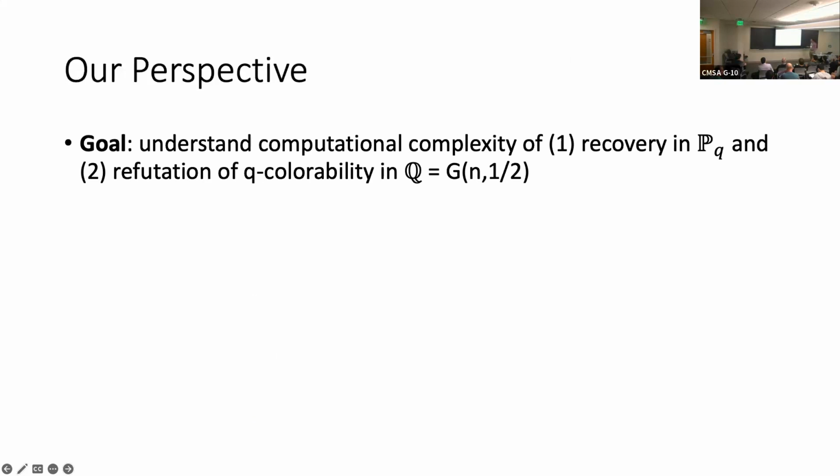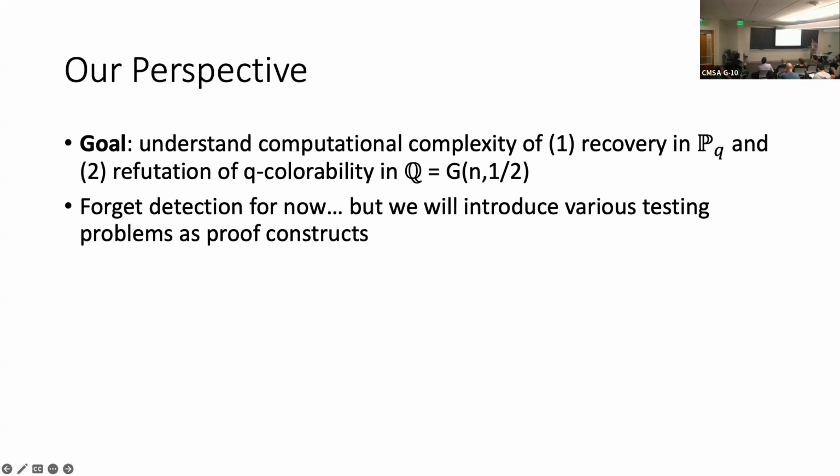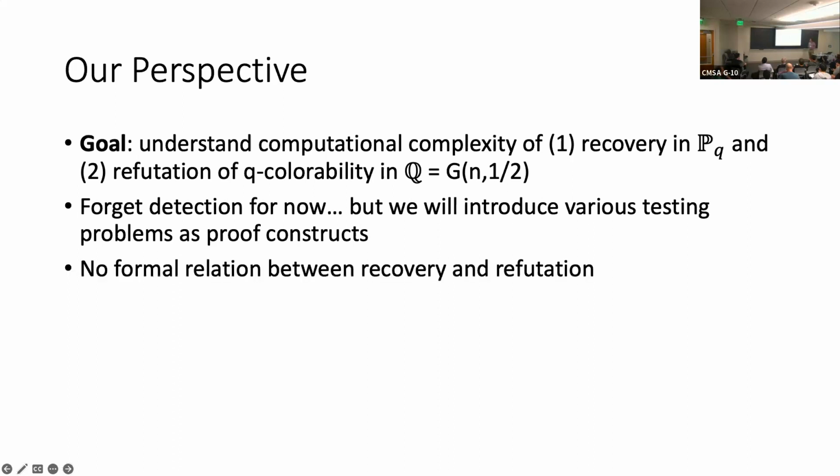So the perspective I want to take is, okay, there's going to be two primary questions that we care about. The first one is going to be recovering the planted coloring. And the other one is going to be refuting Q colorability of a random graph. I'm going to forget about detection for now, because as Andrea pointed out, there's some debate about what's the correct two things you should care about distinguishing anyway. So we're going to think of detection as more like a proof construct. We're going to introduce various testing problems along the way to understanding recovery and refutation as the two primary goals.